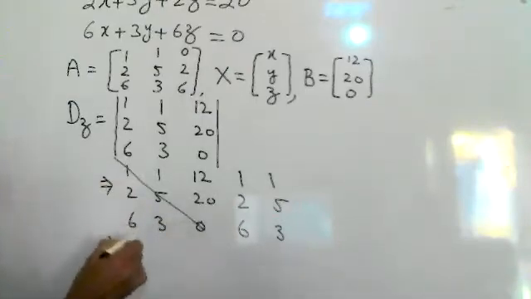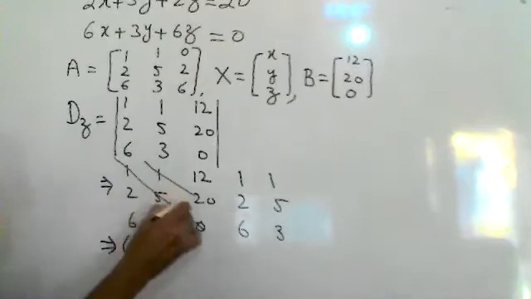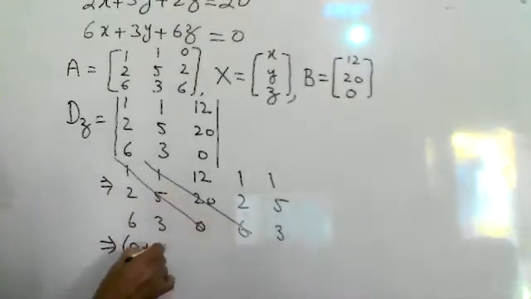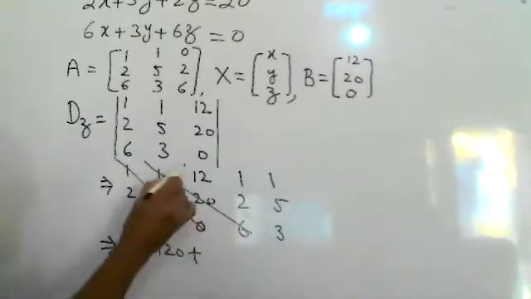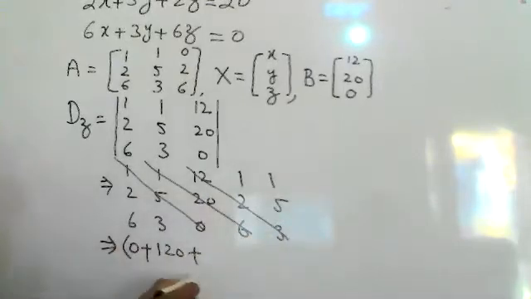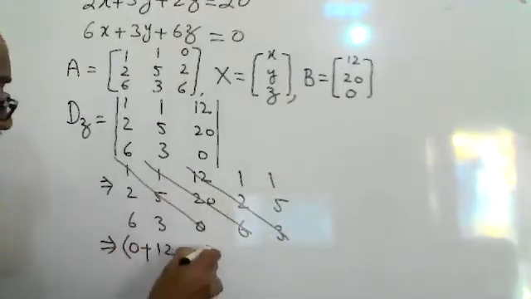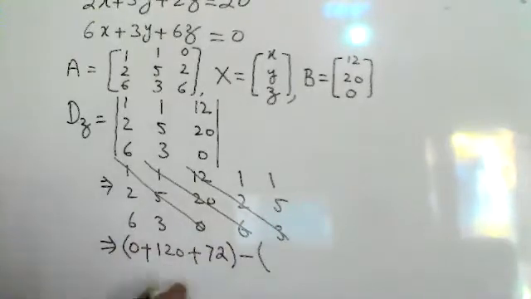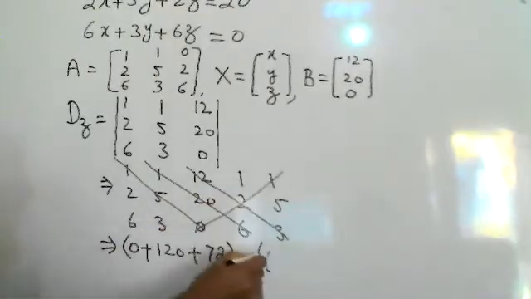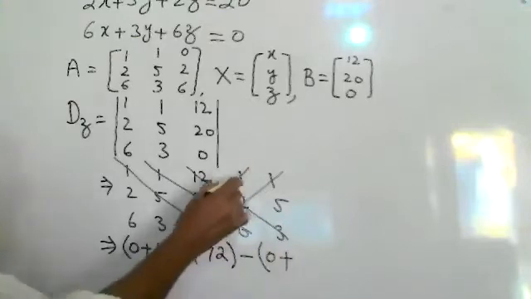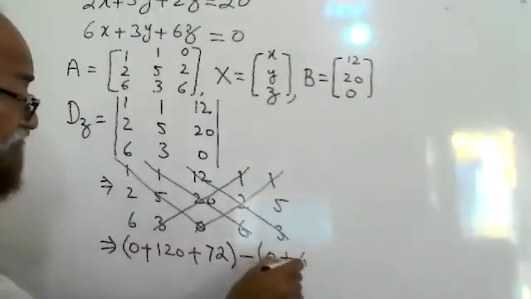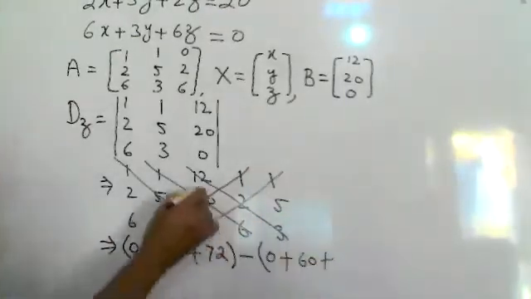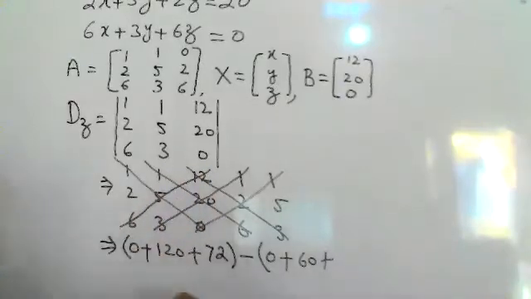Primary diagonal: 1 into 5 into 0 will be 0, plus 1 into 20 into 6 will be 120, plus 12 into 2 into 6: 6 2s are 12, 12 6s are 72. Minus the secondary diagonal: 1 into 2 into 0 will be 0, plus 1 into 20 into 3 will be 60, plus 12 into 5 into 6, 360.